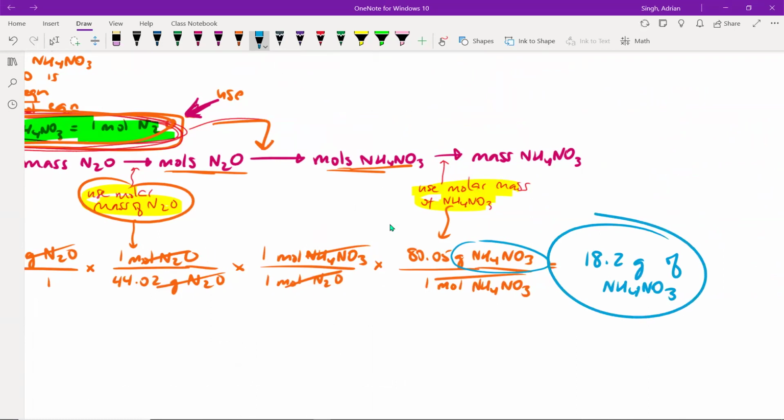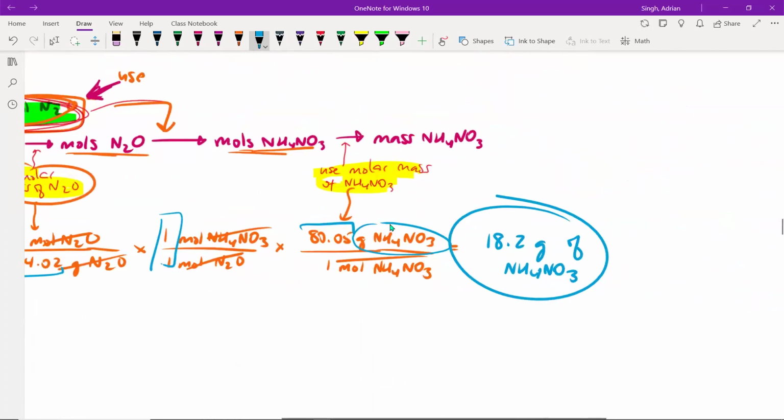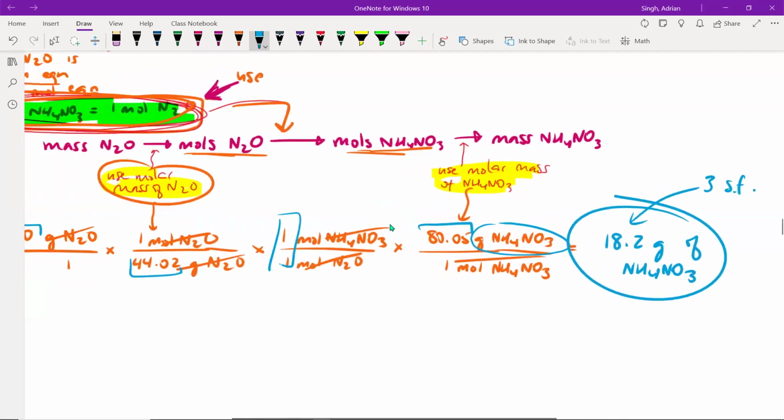Okay, and we have 3 sig figs because, let's see, we have 4 sig figs in this number. This is an exact relationship. We have 4 sig figs here and 3 sig figs in our original value. So that takes precedence because that's the least number of sig figs. So we round it to 3 significant figures in our answer.